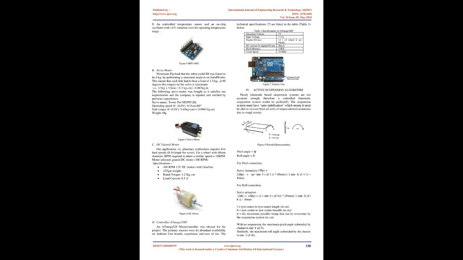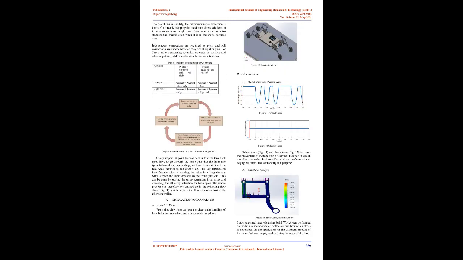DC geared motor. Our application, i.e. planetary exploration, requires low land speeds, 0.14 kmph for a rover. For a wheel with 68 mm diameter, the RPM required to attain a similar speed is 10 RPM. Motor selected: geared DC motor, 100 RPM.